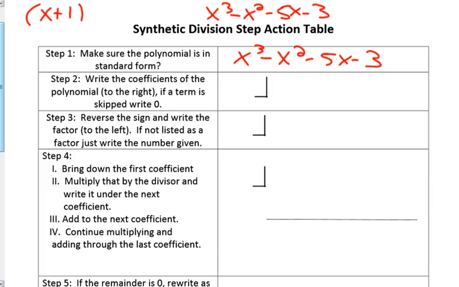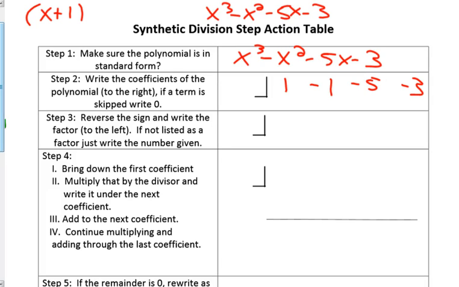Okay. It says write the coefficients of the polynomial to the right. If any terms are missing or skipped, write 0. We're not missing any terms. So what are my coefficients? 1, -1, -5, -3. Watch your signs. You've got to write the signs. Wait, what about the exponents? The exponents are just guiding us on what order to put them in right now. Okay?